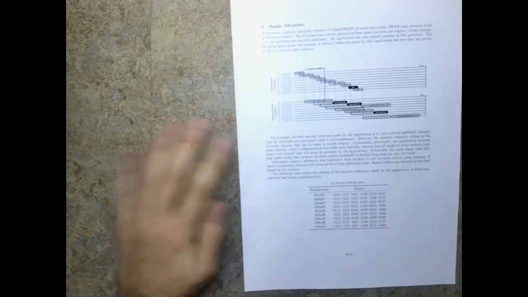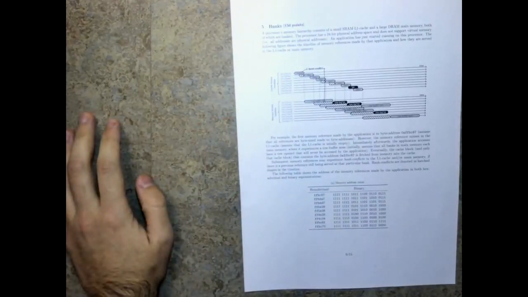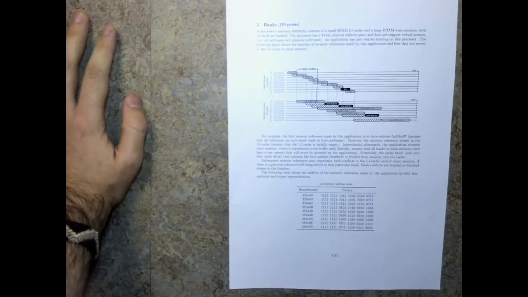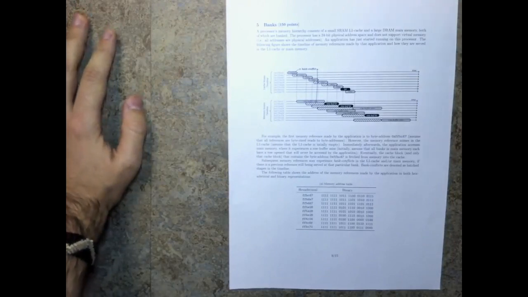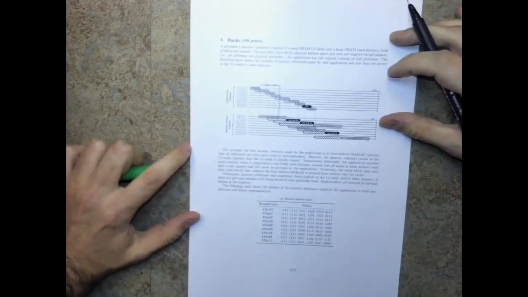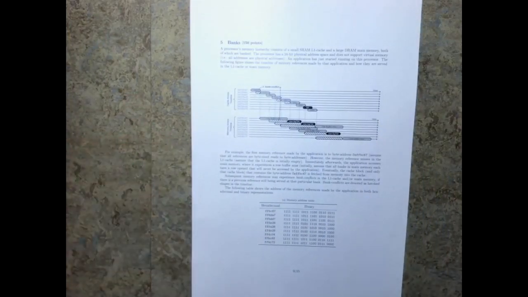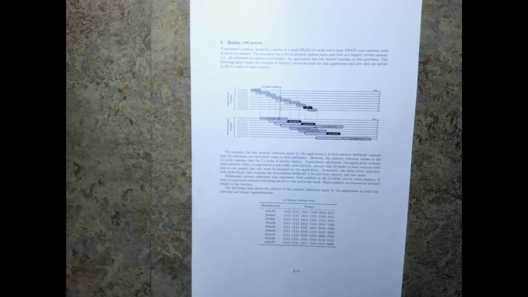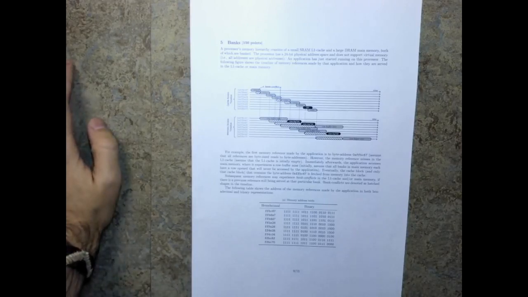Okay, we are now solving question 5, which is about banking on caches and memory. I'm going to read the question first. A processor's memory hierarchy consists of a small SRAM L1 cache and a large DRAM main memory, both of which are banked. The processor has a 24-bit physical address space and does not support virtual memory, meaning that all the addresses are physical addresses. An application has just started running on this processor.